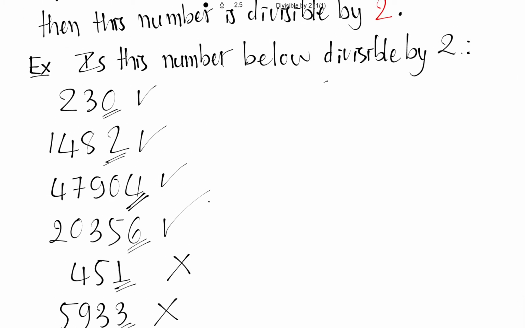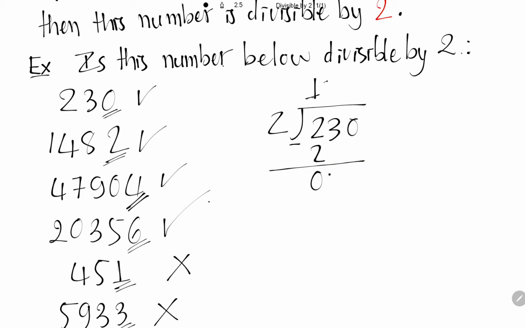Now, to express that 230 is divisible by 2 or not, then I will divide 230 by 2. 230 divided by 2. Okay, now 2 divided by 2 is 1. Then 1 times 2 is 2. And then 2 minus 2 is 0.